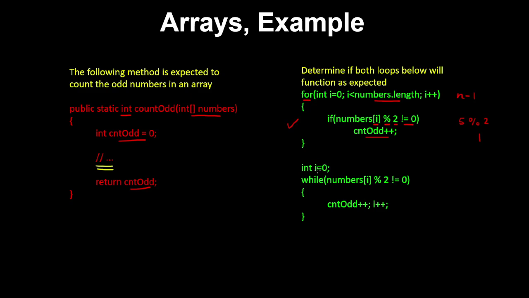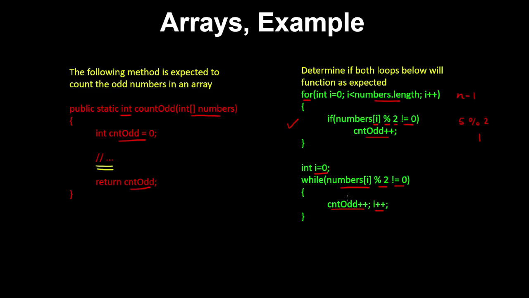Now if we go to the while loop, we have the loop variable i being initialized to 0, and we do the same check. So while the number at index i modulo 2 is not 0, meaning the number is odd, then we increment the counter for odd numbers and then increment the loop control variable.